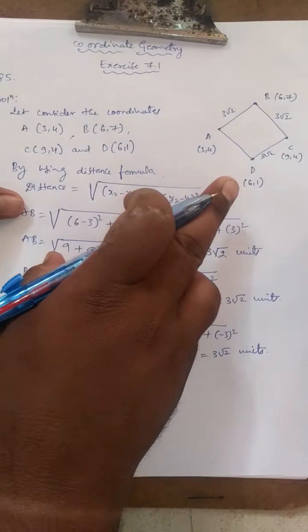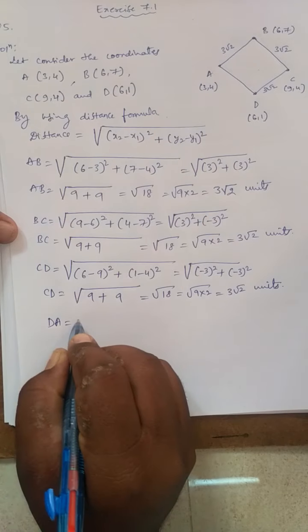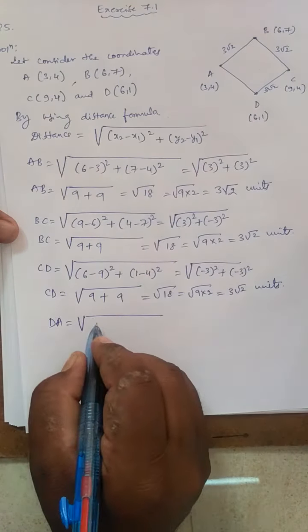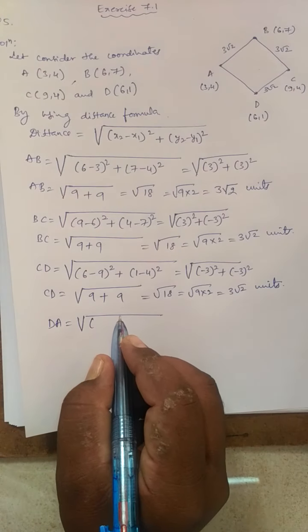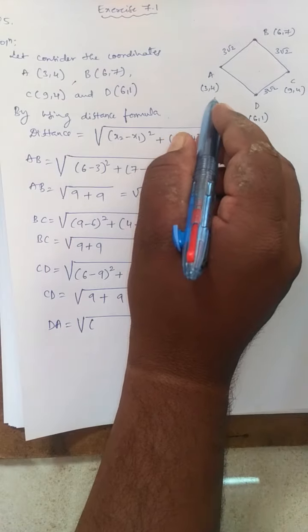Now we have to find DA or AD. DA is equal to, this is x1 y1, this is x2 y2. So what you have to write? Here x1 y1 x2 y2.